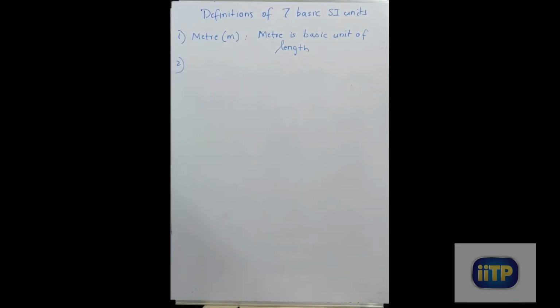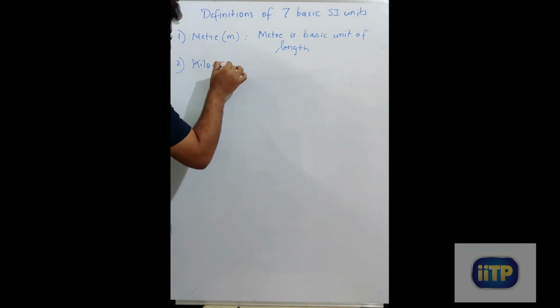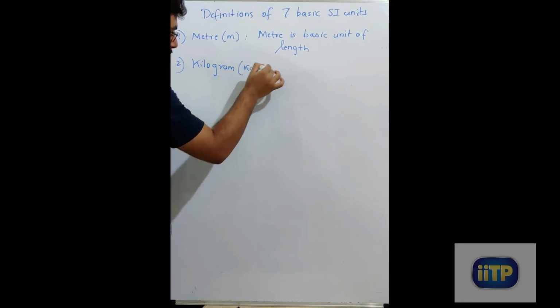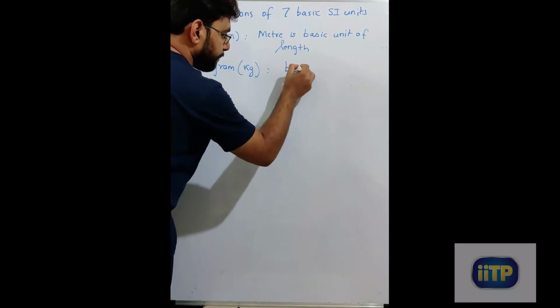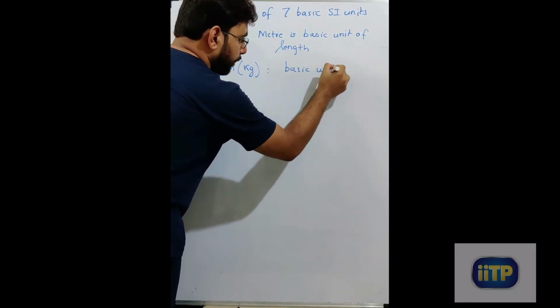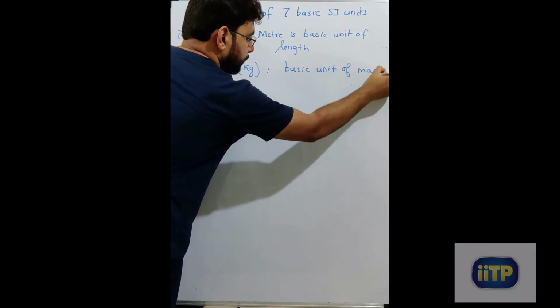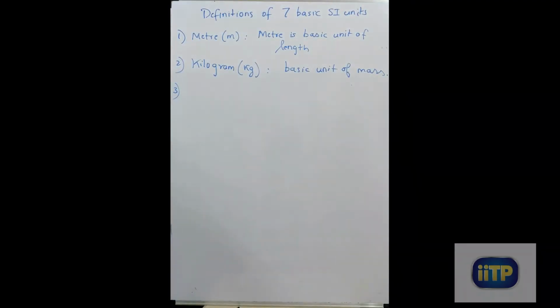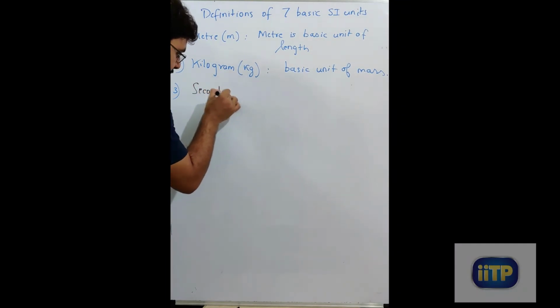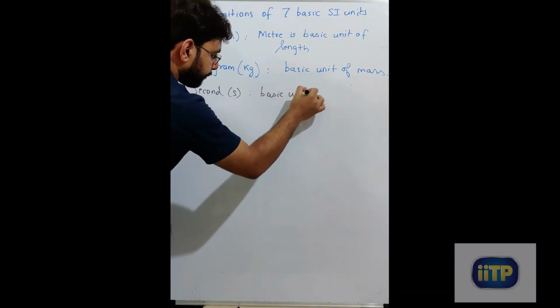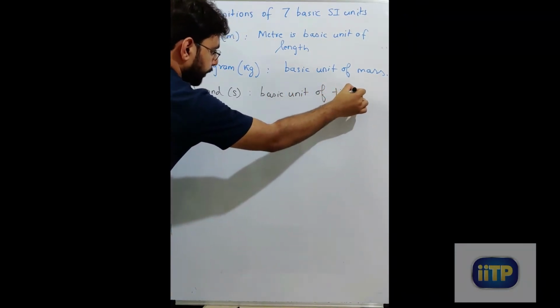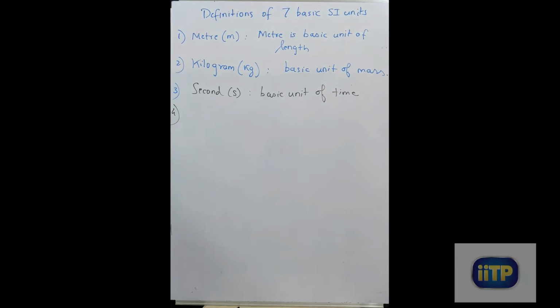Second, what is the second basic? Kilogram. What is kilogram? All of you know kilogram is kg, which is the basic unit of mass. Third is second. What is second? Second is nothing but the basic unit of time.